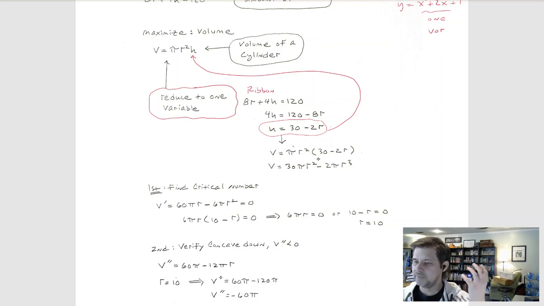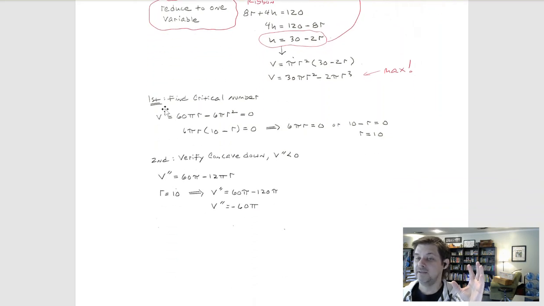I'll get something a little bit easier for my derivative. I'll get 30 pi r squared minus 2 pi r to the third power. Okay, now that's the kind of thing that we can work with, and that's what I want to maximize. I want to maximize the volume. I've reduced it to one variable. I can now do things like find the derivative of it, solve it for 0 in order to find my critical number.